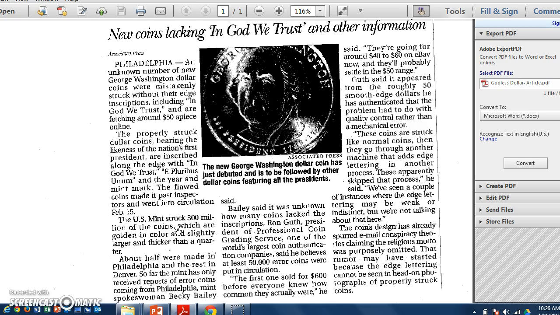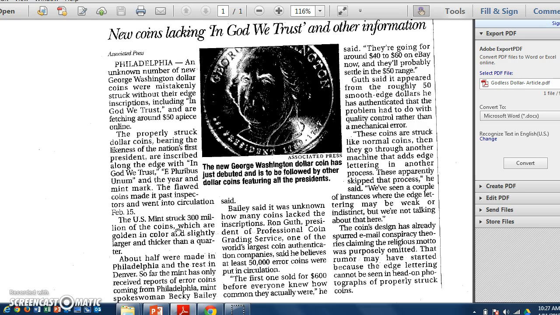An unknown number of new George Washington dollar coins were mistakenly struck without their edge inscriptions, including "In God We Trust," and are fetching around $50 a piece online. The properly struck dollar coins, bearing the likeness of the nation's first president, were inscribed along the edge with "In God We Trust," E Pluribus Unum, and the year and mint mark. The flawed coins made it past inspection and went into circulation February 15th. The U.S. Mint struck 30 million of the coins, which are golden in color and slightly larger and thicker than a quarter. About half were made in Philadelphia and the rest in Denver.